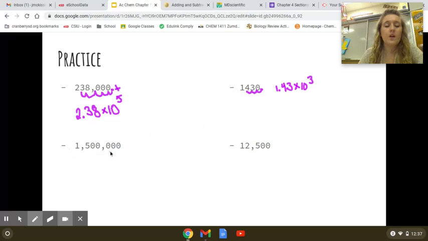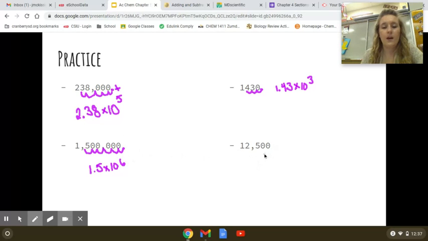Okay. All right, for this one's pretty big. Again, our decimal place is here though, and we're going to move it how many places this time? Should be 6. So 1, 2, 3, 4, 5, 6. So we're going to have 1.5 times 10 to the 6th. Again, because this was a really big number, our exponent's going to be positive.